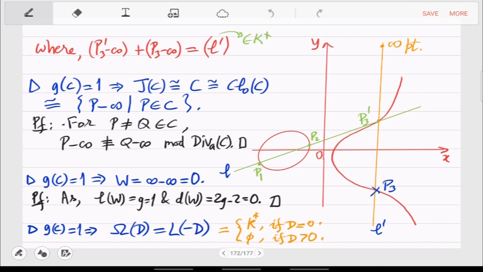Okay, so this is the algorithm to do addition and inverse on an elliptic curve. You get this from the way we have defined the Jacobian variety, which happens to be the elliptic curve in this case.